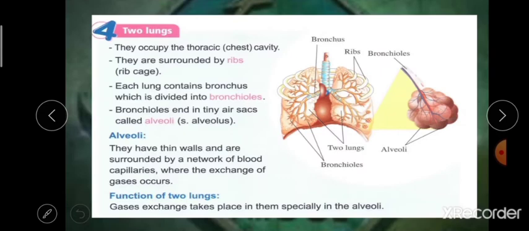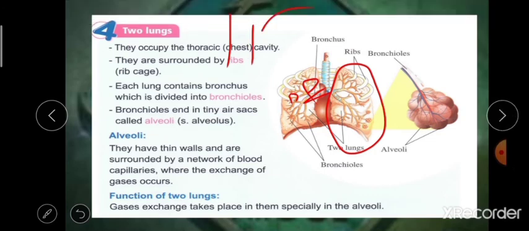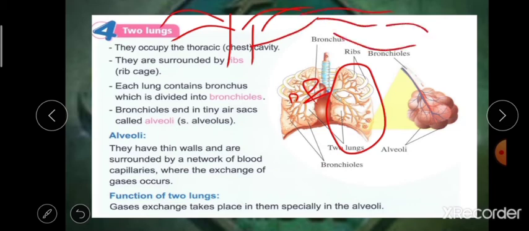After that, each bronchus ends with the lungs. Do you notice that in this picture? Each bronchus divided into small bronchioles like a tree. This is the trachea like a tree. This is the stem of the tree, and the tree divided into bronchi, and each bronchus divided into bronchioles.